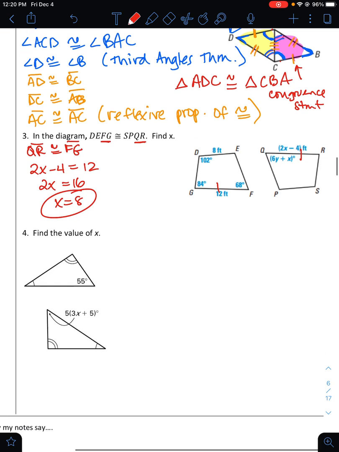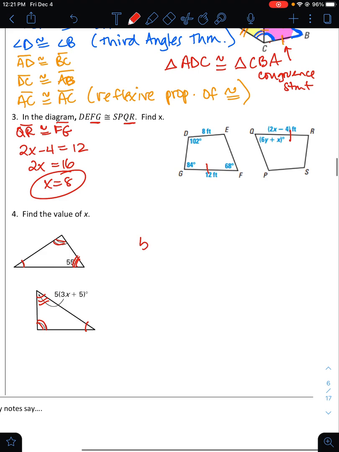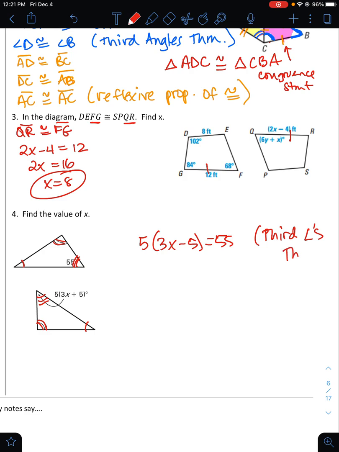Okay, number 4. All right, I see that this angle is congruent to this one. I see this angle has double arcs. It's equal to this one. So I need to double check and make sure, is this angle here truly congruent to this one? And it is, because of the third angles theorem. So I am able to set those equal to each other. And I'm going to put in here third angles theorem. Because you can't just automatically assume they're equal. We have to have a reason why.